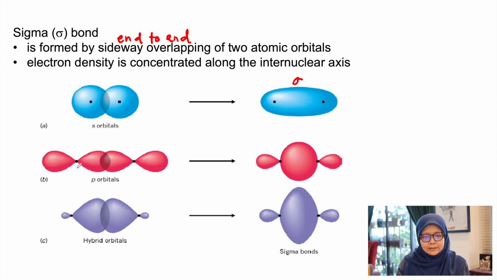And then the p orbitals, we have two p orbitals overlapping end-to-end, alright? Also, it will form a sigma bond, while this one is the hybrid orbitals. It also, all these three are forming sigma bonds.